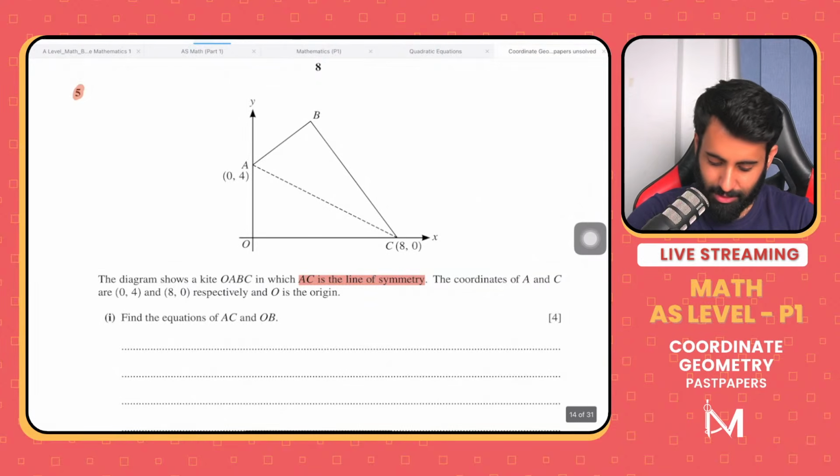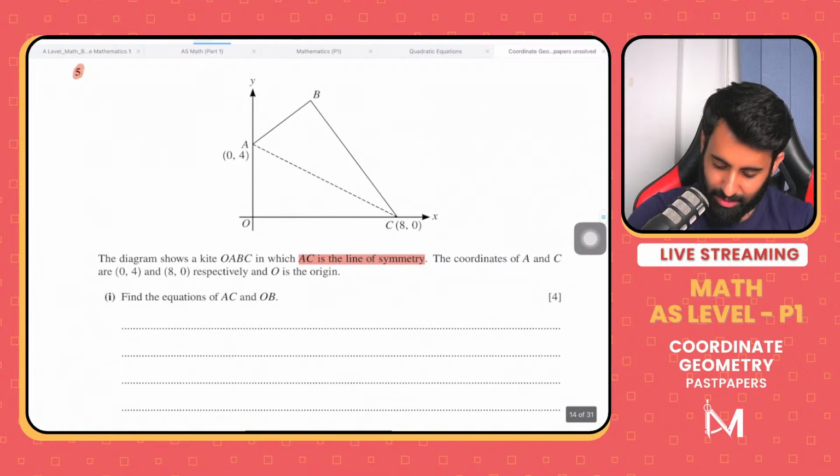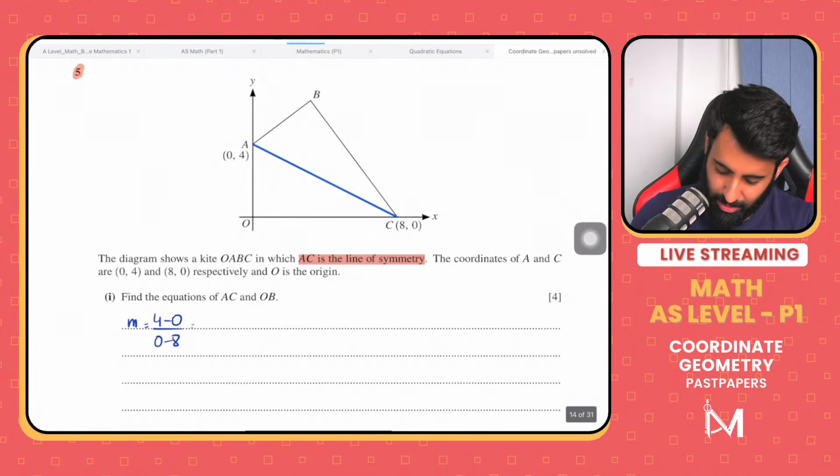Then it says the coordinates of A and C are (0, 4) and (8, 0) respectively, and O is the origin. Find the equation of AC and OB. AC is something we can find the equation of very easily. It's the line that I'm drawing in blue. First thing we want to do is find out the gradient, which we can do by simply doing 4 minus 0 over 0 minus 8, which means 4 upon minus 8, which is equal to minus 1 upon 2. After the gradient, we need a point through which the line is passing.